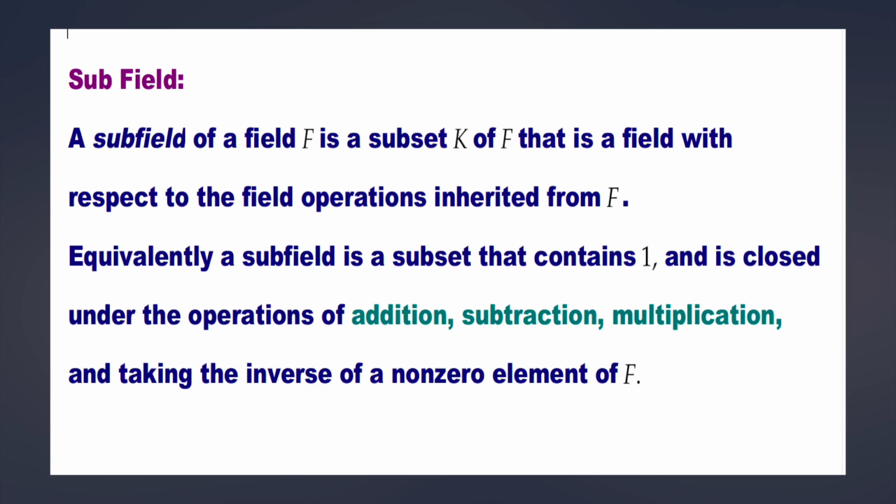Until now, we had seen fields and some of their properties. When we talk about fields, we also have to know about subfields. So, what is a subfield? A subfield of a field F is a subset K of F that is a field with respect to the field operations inherited from F. Equivalently, a subfield is a subset that contains 1 and is closed under the operations of addition, subtraction, multiplication, and taking the inverse of a non-zero element of F.